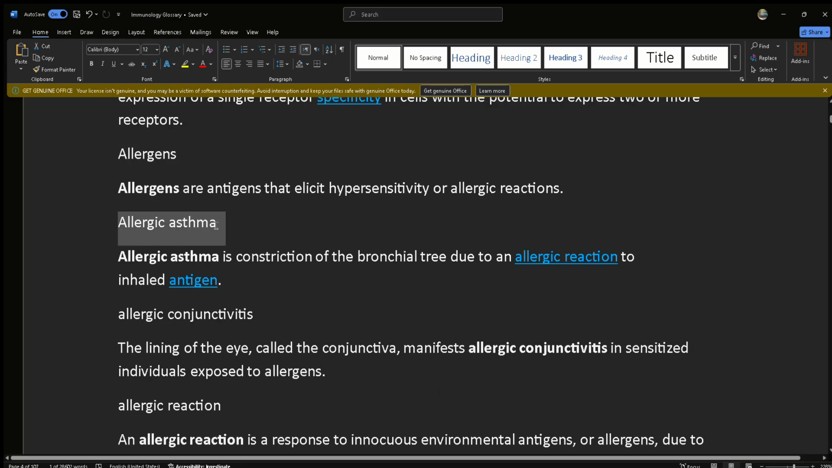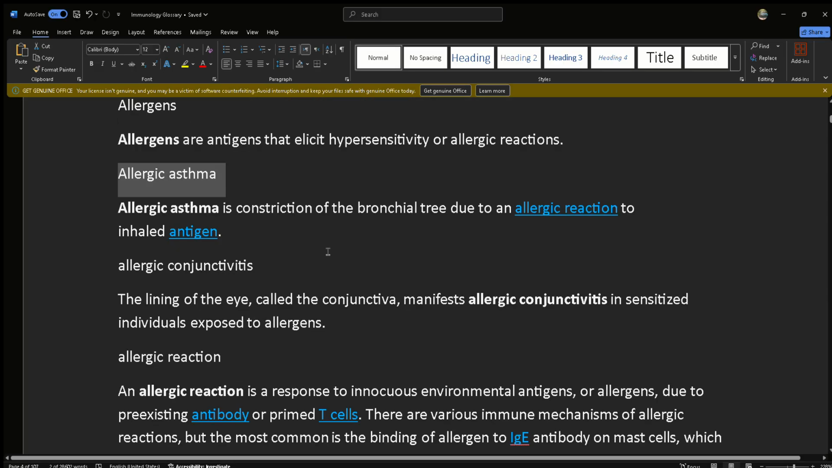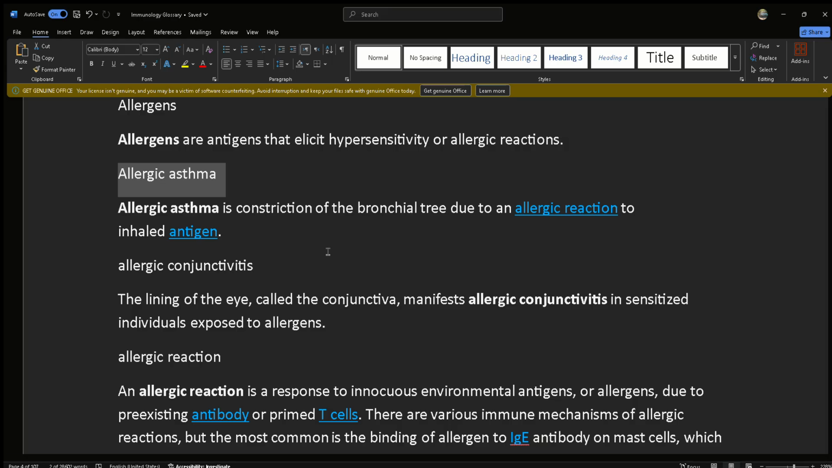Allergic asthma is constriction of the bronchial tree due to an allergic reaction to inhaled antigen. So we have to figure out what type of allergen we are allergic to, and we have to stay away from that allergen.